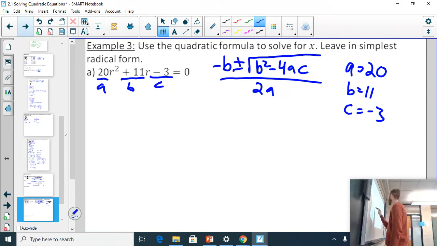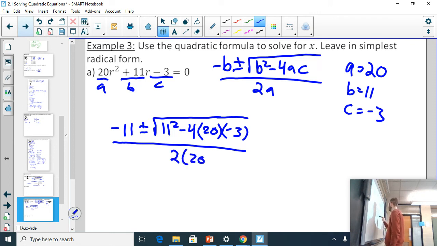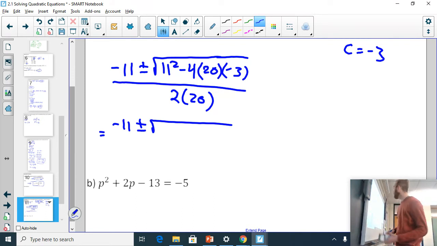Negative b is going to be negative 11 plus or minus the square root of b squared, 11 squared, minus 4 times a, which is 20, times c, which is negative 3, all over 2 times 20. And so we just have to be careful now, right? So now we're going to have negative 11 plus or minus, and then this I'm going to use my calculator. We know 11 squared is 121.